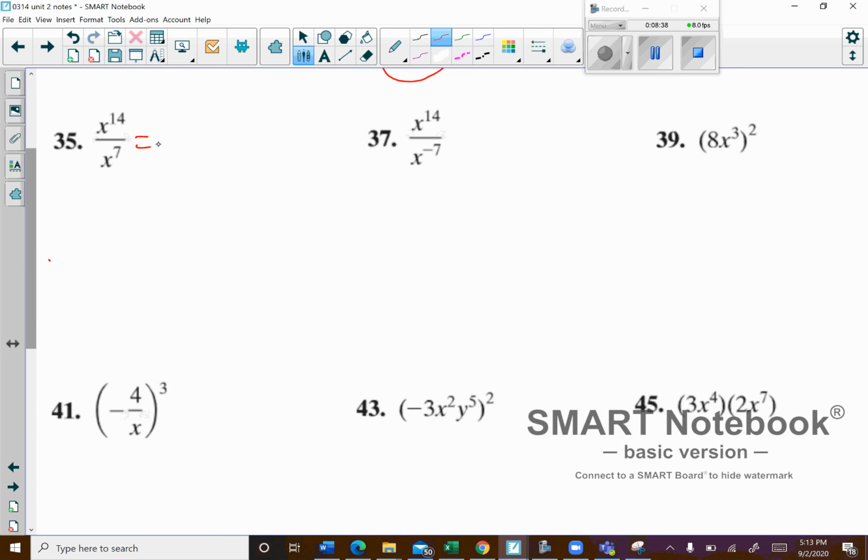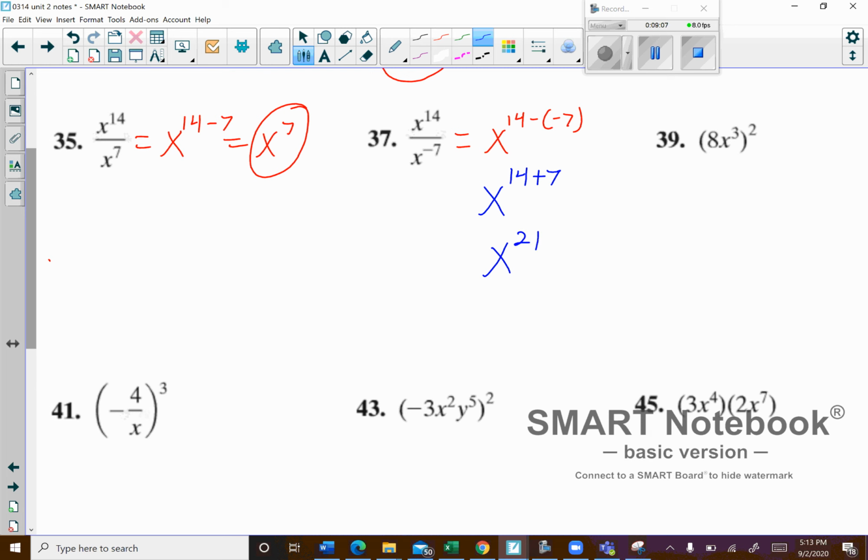Okay, quotient rule here. So let's see, x to the 14th minus 7 equals x to the 7th power. Not too bad. Okay, right here, this looks almost the same, but we have a negative 7 on bottom. So it's going to be x to the 14th power minus a negative 7. So actually, you have double negatives. So that's actually going to become x to the 14th plus 7. We'll add that together and we'll get x to the 21st power right there.